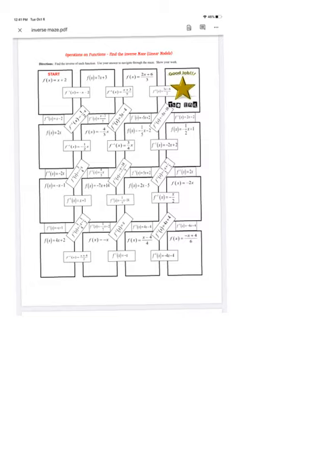Hi all, this is your class activity for today, okay? So it's going to be an inverse function maze, and the object of this is to get from start to finish, okay? The maze is going to bring you through different problems. You're not just gonna go straight across, okay?